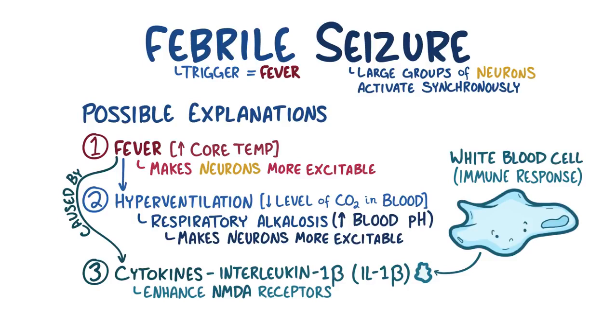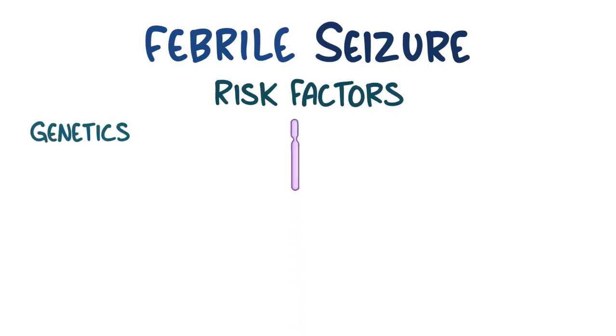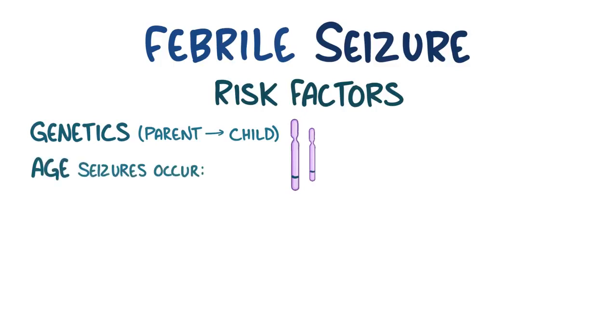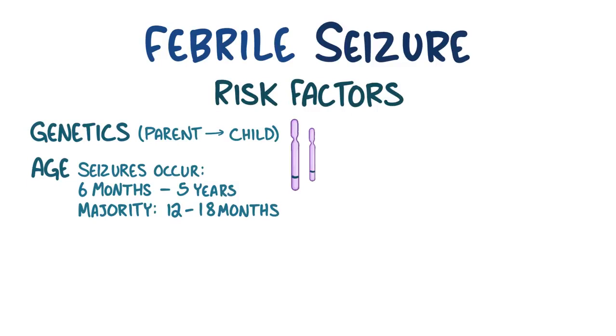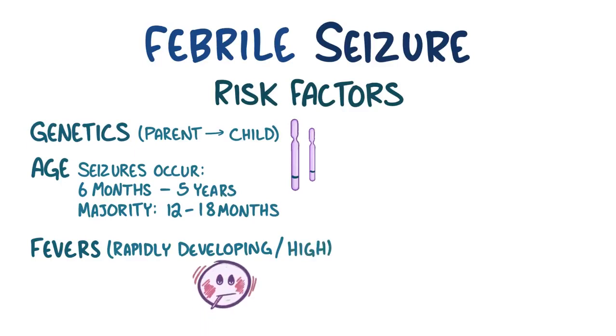While we don't know for sure what causes febrile seizures, we do know that there are certain risk factors. Genetics seem to play a role, as children whose parents had febrile seizures are more likely to also have them. Age seems to also be a factor, because although febrile seizures happen in children between the age of 6 months to 5 years, the majority happen in children that are 12 to 18 months of age. Generally speaking, febrile seizures happen more often when the fevers develop rapidly, or are higher in magnitude.